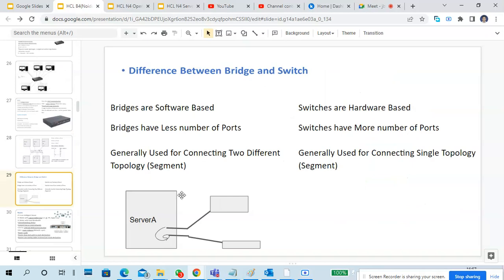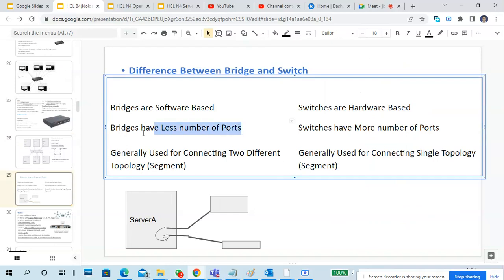So here is some difference between a switch and a bridge. Bridges are software based, with fewer ports. Basically, it depends on how many NICs are there; that many bridge ports we get at maximum. This bridge is not exactly a physical device, whereas a switch is a hardware device which has more ports. Bridging is only a concept where logically we are able to connect different topologies or different connections.